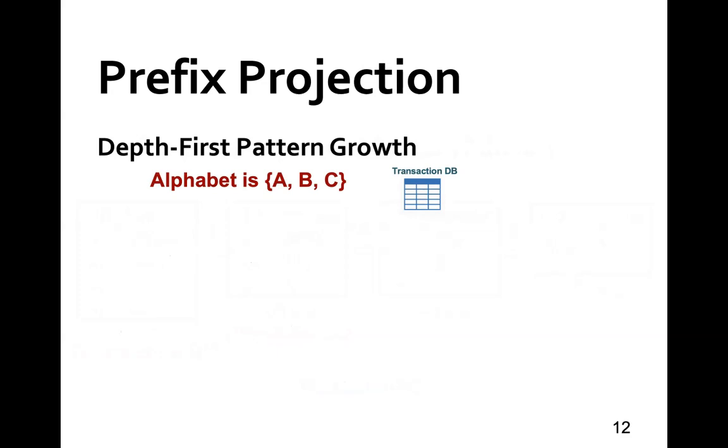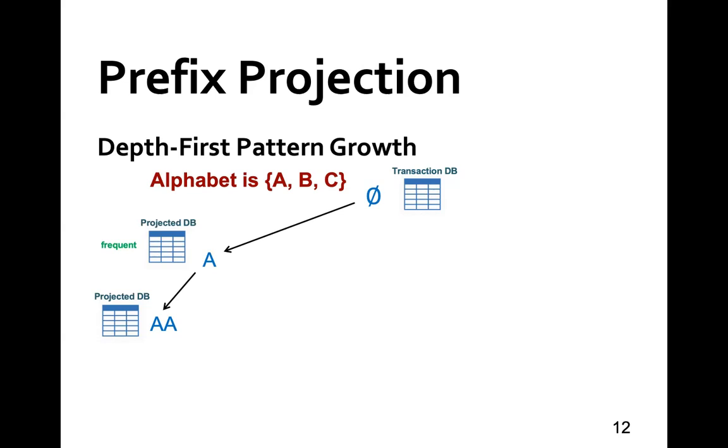PrefixSpan actually checks the patterns in depth-first pattern growing order. Let us consider a sequence database where there are only 3 types of elements, A, B, and C. We will first grow an initial empty pattern by A to obtain A's projected database. If it contains sufficient transactions, we consider A as frequent and output it.